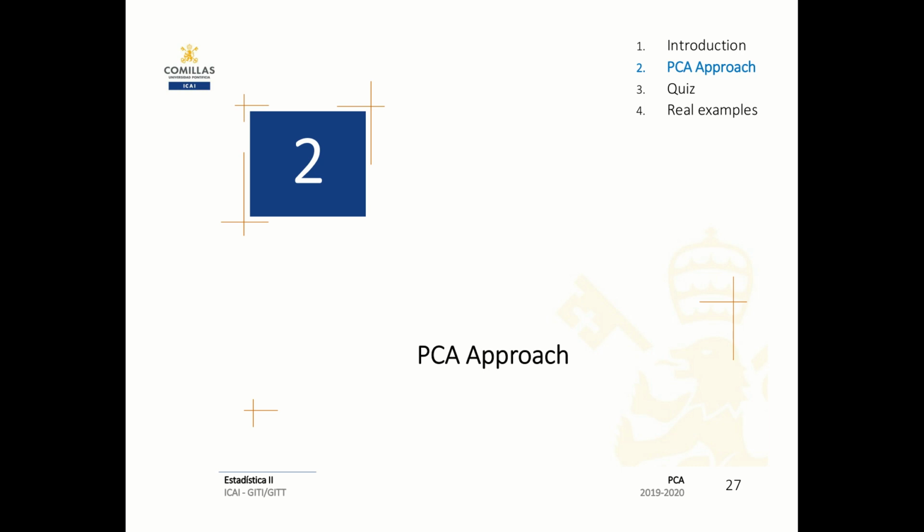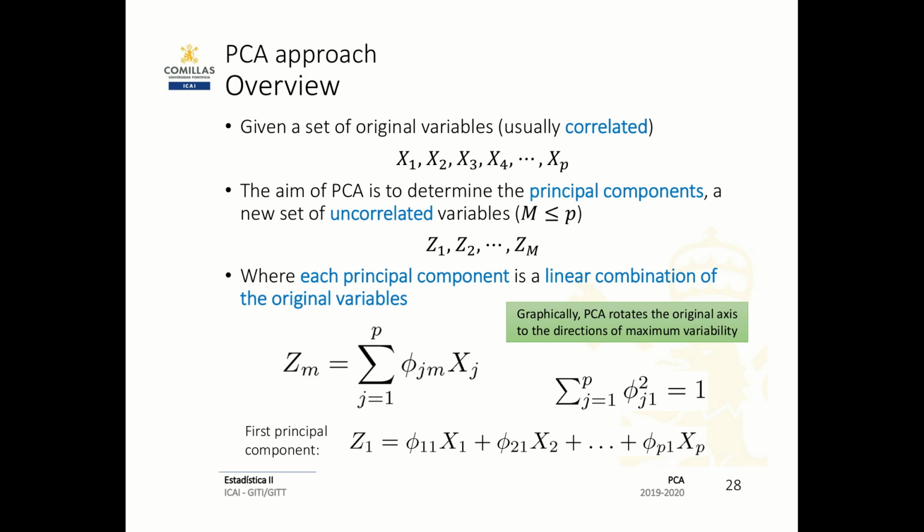So let's see now in this session how the principal components are calculated and how the results are interpreted. Okay, so let's say that we have p input variables, and what we want is to calculate m principal components, with m smaller than p, such that these m new variables summarize most of the variability of the input data.